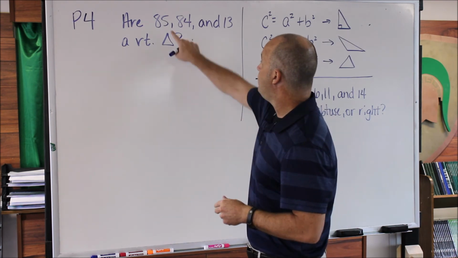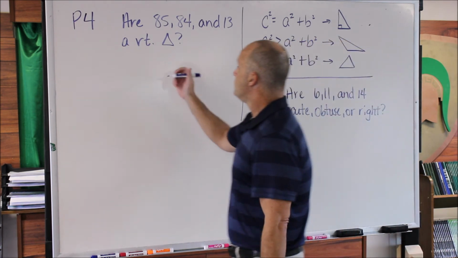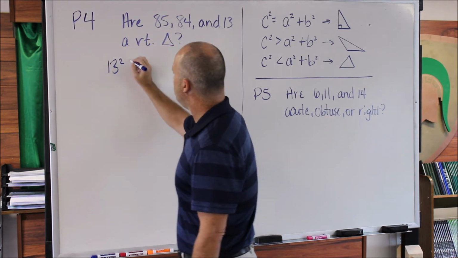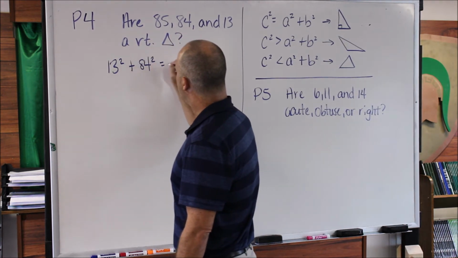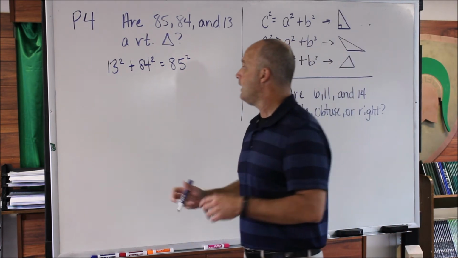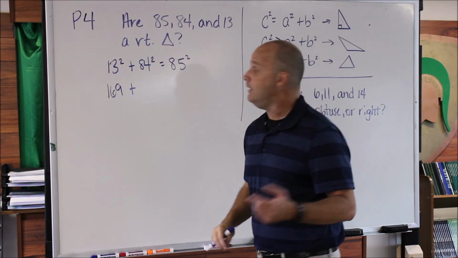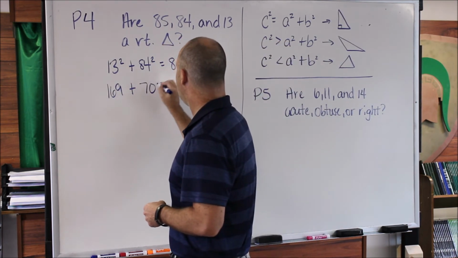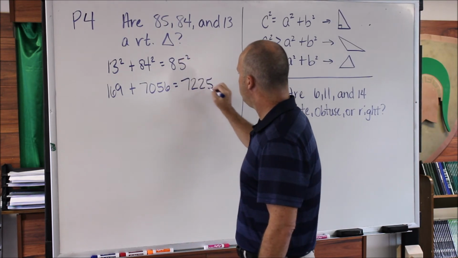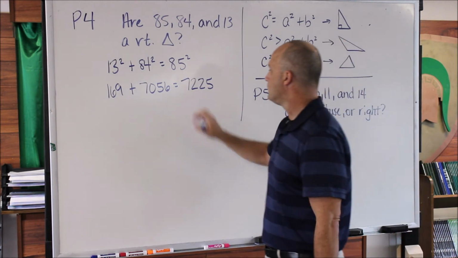So we're going to go 85, 84, and 13. So we need to arrange these the way that they should be. So we'll call 13 our a squared, we'll call 84 our b squared, and we'll call 85 our c squared. So we're going to need to go ahead and calculate those. So for 13 squared, we get 169. For 84, we're going to get 7,056. And for 85, we're going to get 7,225. So now we just need to add up the left side to determine if it's equal to the right side.